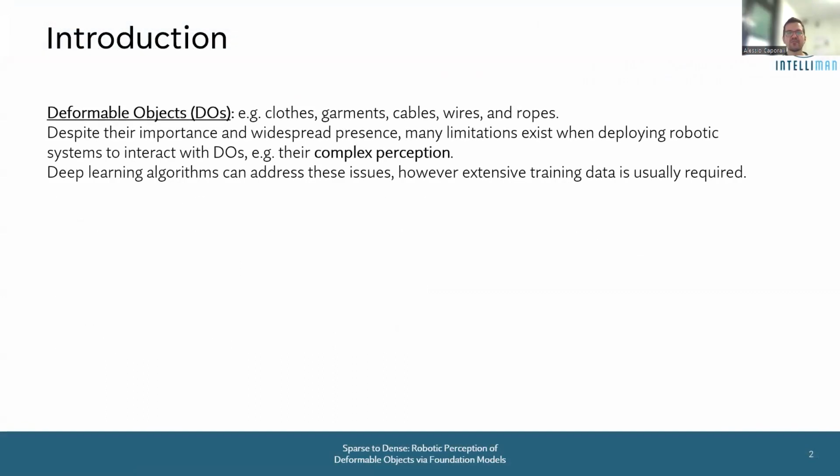Deformable objects like clothes, garments, cables, wires, and ropes are widely present in our lives. However, many limitations exist when deploying robotic systems to interact with DOs. One main challenge is their complex perception. Deep learning algorithms can address these issues, however, extensive training data is usually required.